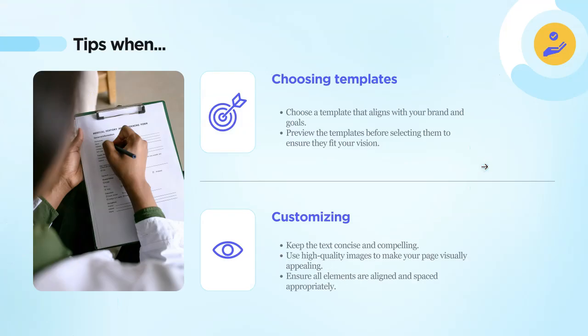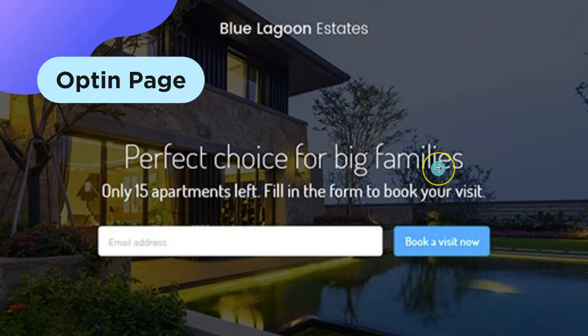So these are some tips you want to consider when you are choosing templates. First, you want to choose a template that aligns with your brand and your goals. You want to preview them before you select them to ensure that they fit your vision, right? Then on customizing, you want to keep the text concise and compelling. You want to use very high quality images, and you want to ensure all elements are aligned and spaced appropriately. You want to ensure that it looks good on desktop, looks good on tablet, and looks good on mobile. Very, very important.